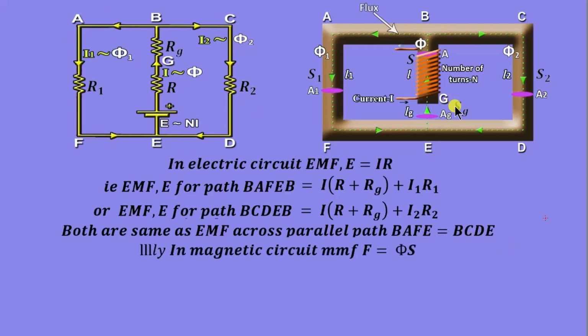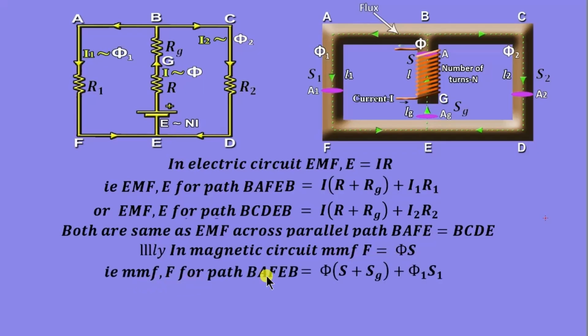Similarly, in the case of a magnetic circuit, MMF F is equal to phi into S. That is, MMF F for path BAFEB is the series-connected air gap and this main limb, that is, phi into S plus SG plus this series reluctance drop phi1 into S1.